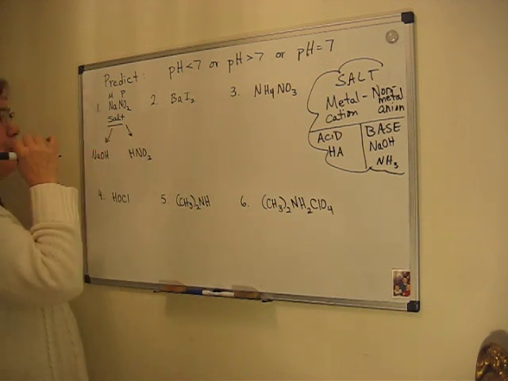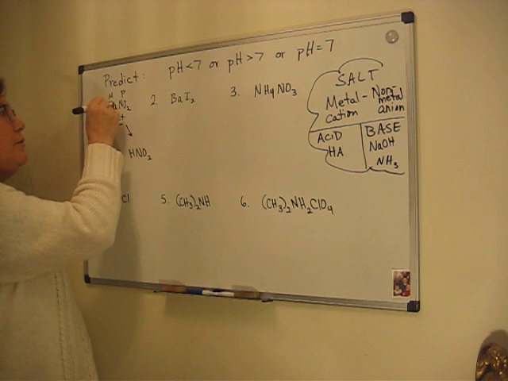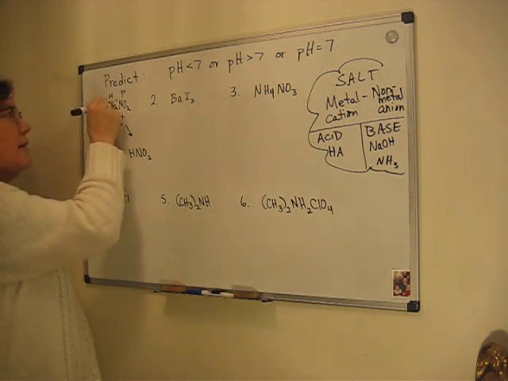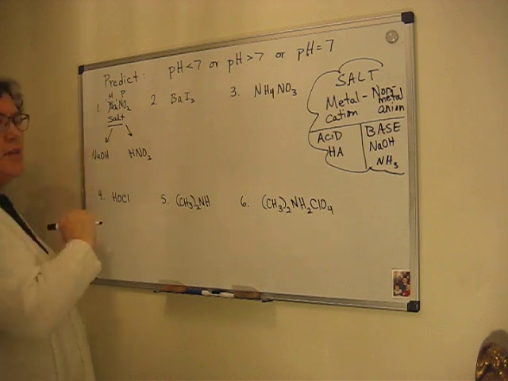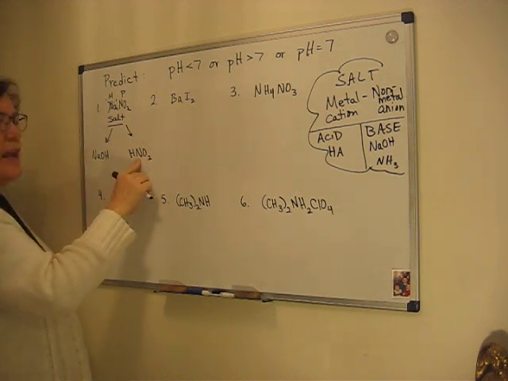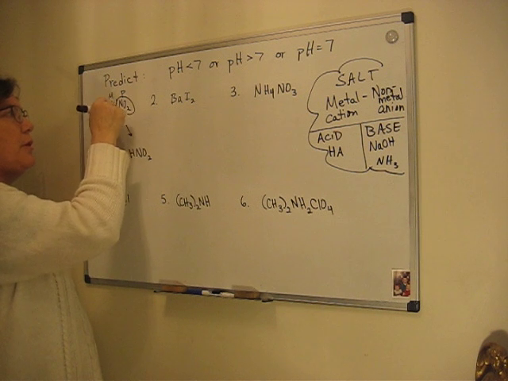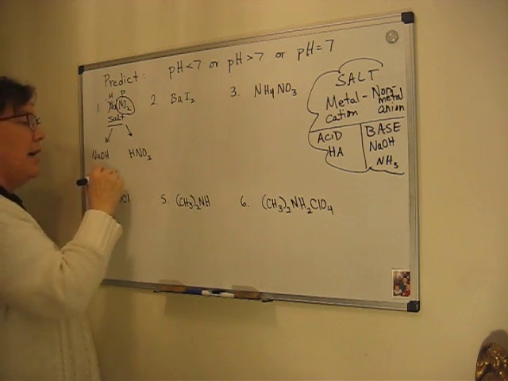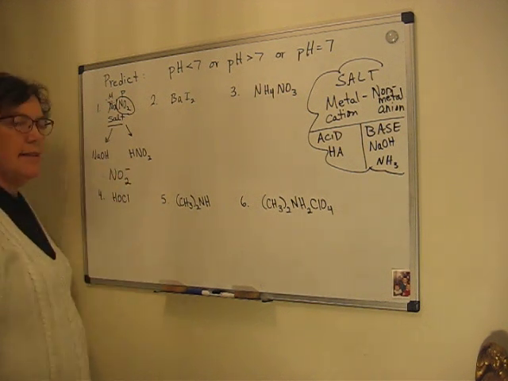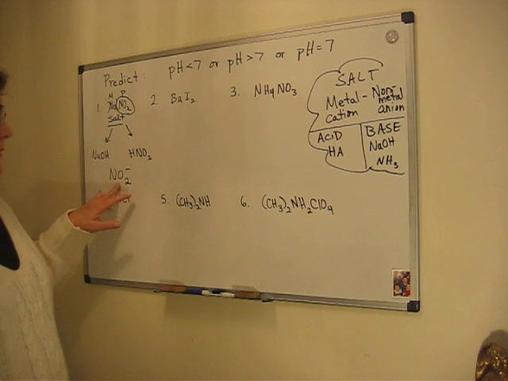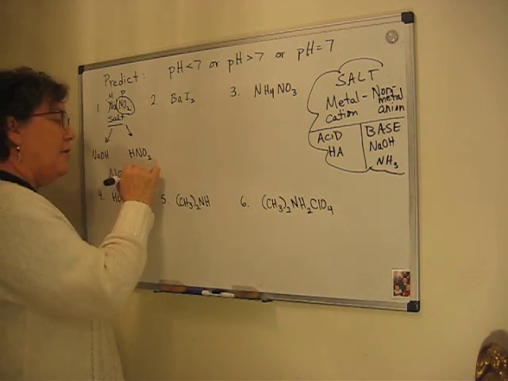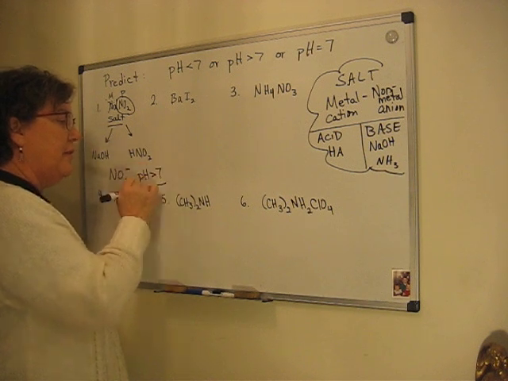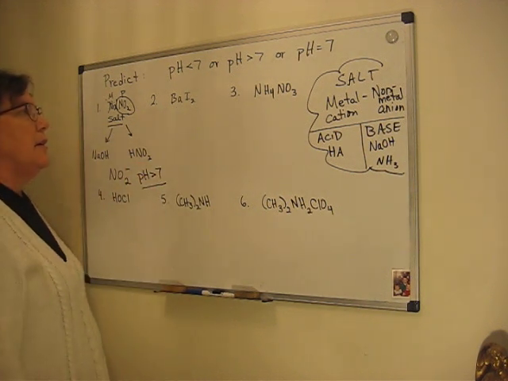So if I'm going to predict the pH, the sodium from the strong base is not going to react with water. This came from a weak acid, therefore it's strong enough to react. So I'm going to have NO2 minus. Now I need to classify this. This is a conjugate base. Therefore, its pH has got to be greater than 7 when it's in solution.